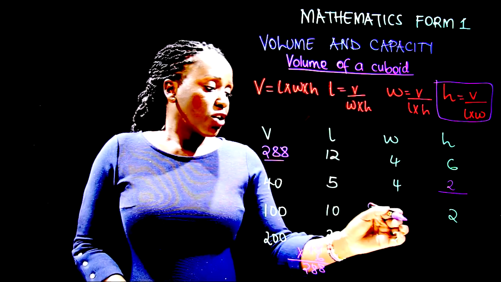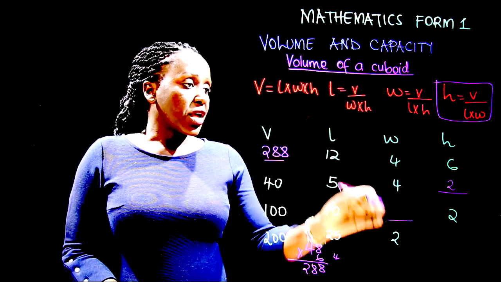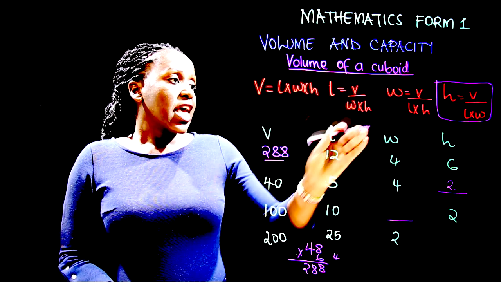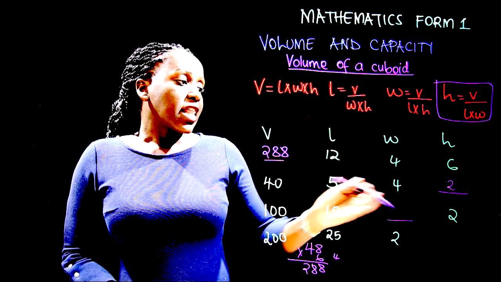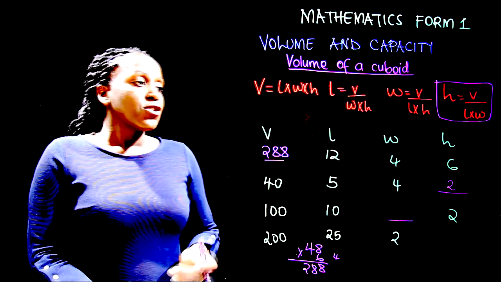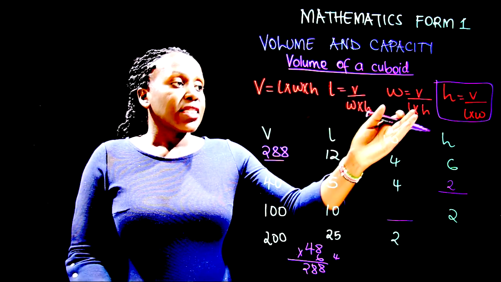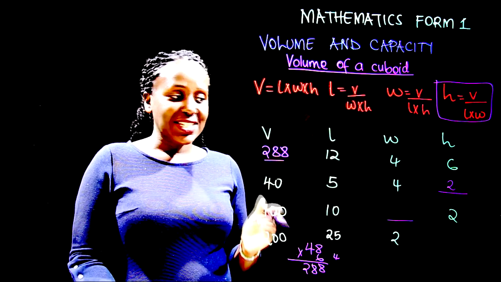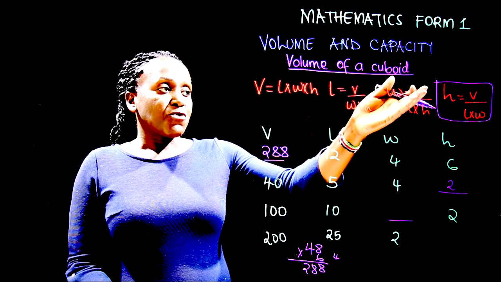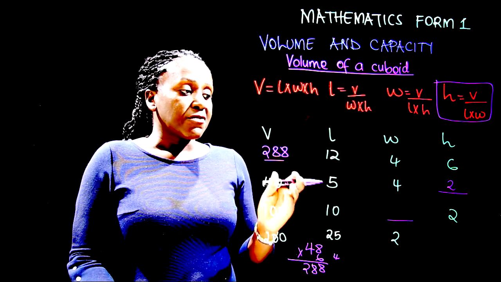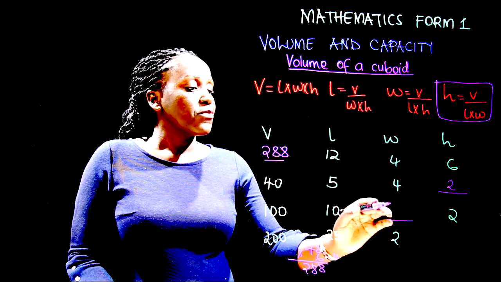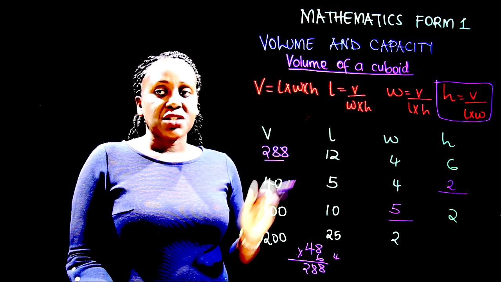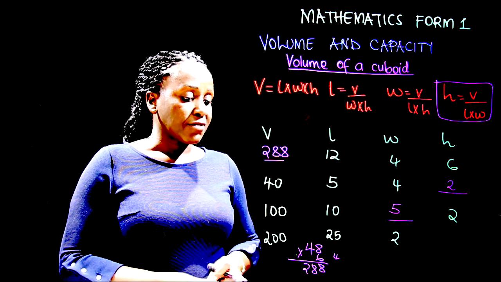Next, we look for the width, given the volume, which is 100. The length is 10 and the height is 2. So we first get the product of length and height: 10 times 2, which is 20. Then we have 100, which is the volume, divided by 20, which is equal to 5.